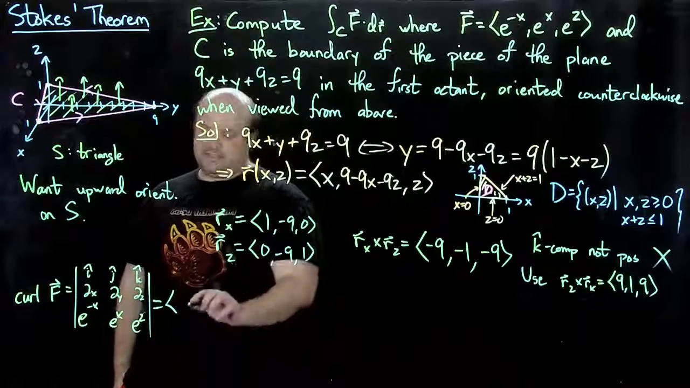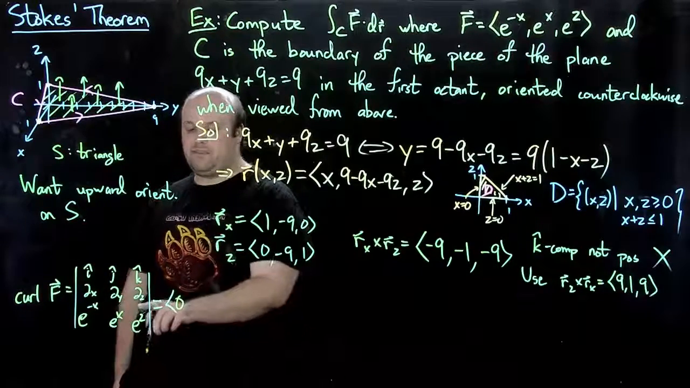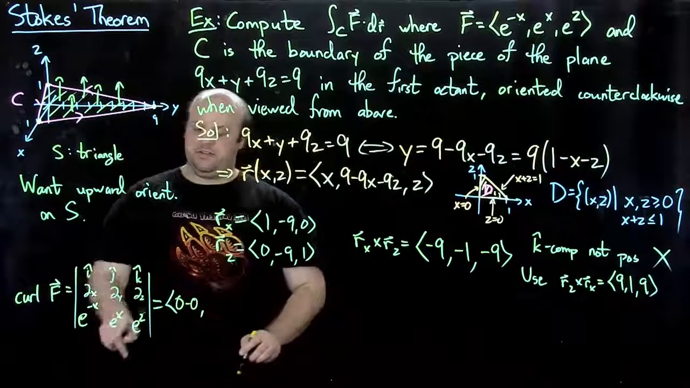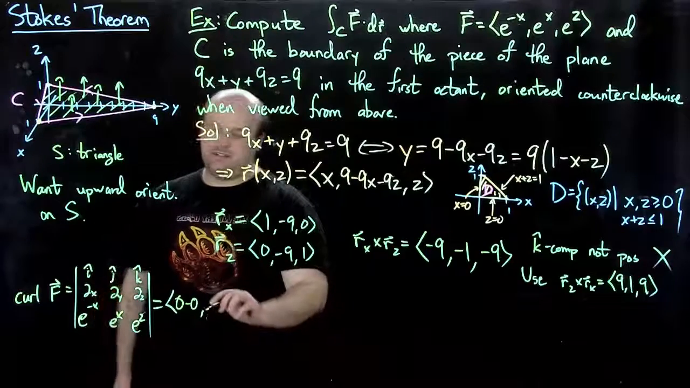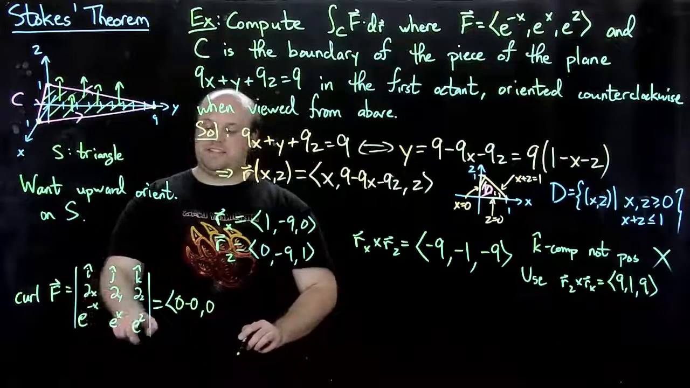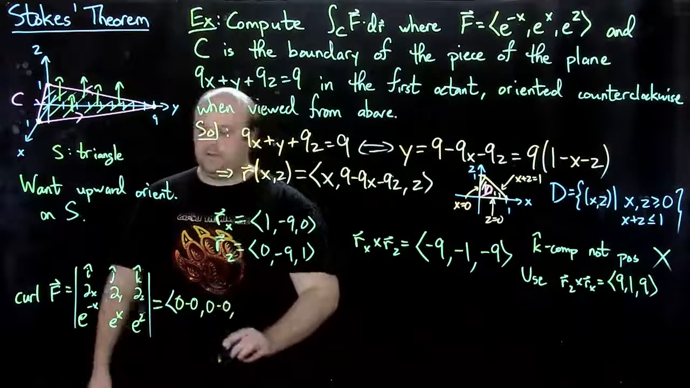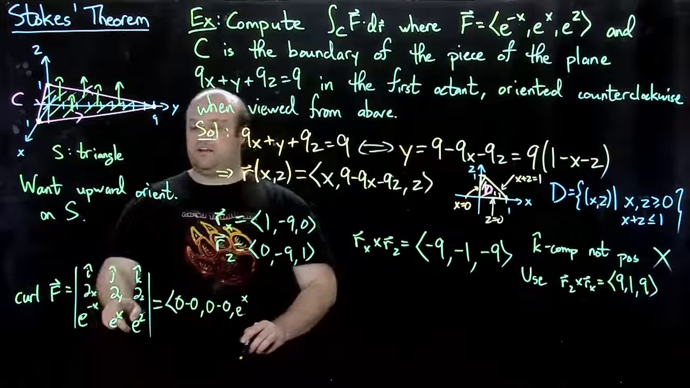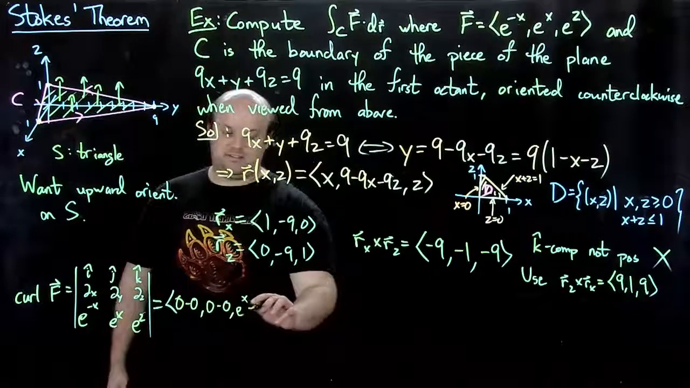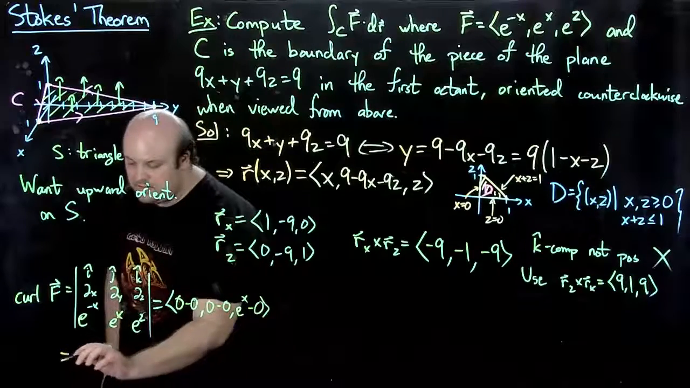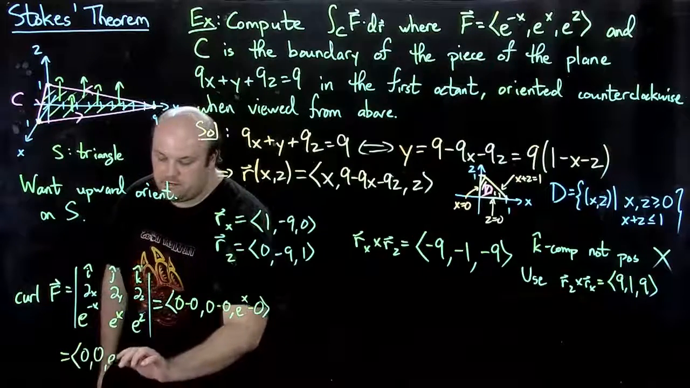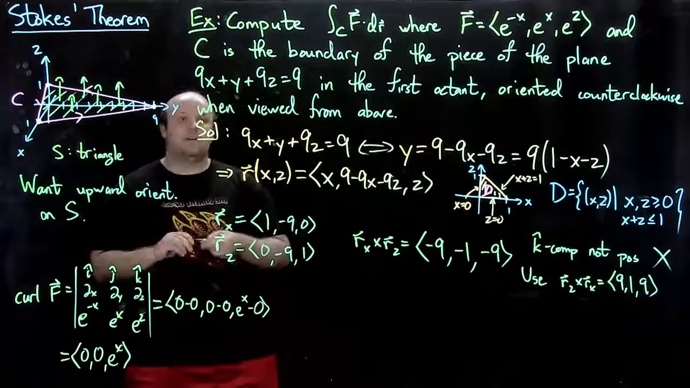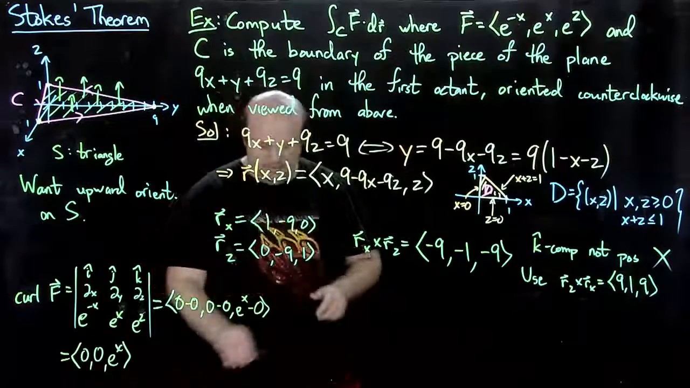So d dy of e to the z is 0, minus d dz of e to the x, which is also 0. All right? Then we have d dz of this guy, which is 0, minus d dx of e to the z, which is 0. Then we have d dx of e to the x, which is just e to the x, minus d dy of e to the minus x, which is 0. So the curl of the vector field is literally just 0, 0, e to the x. It's pretty good. Right? So now we just have to integrate that.